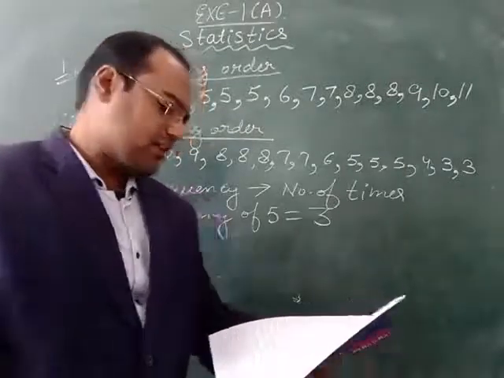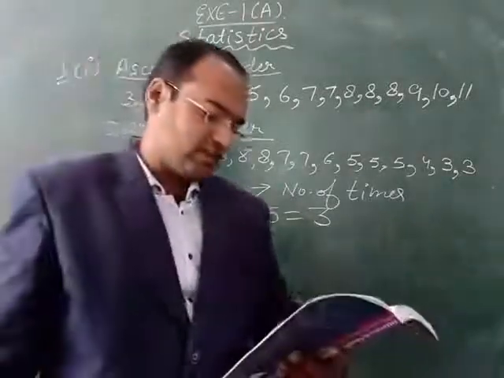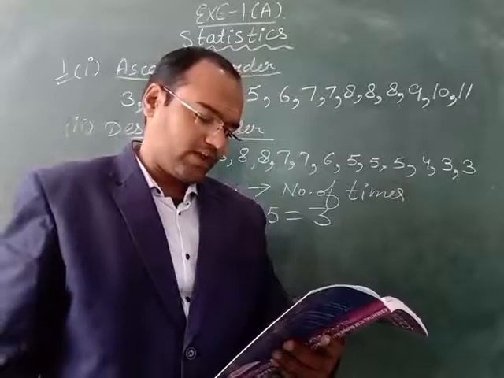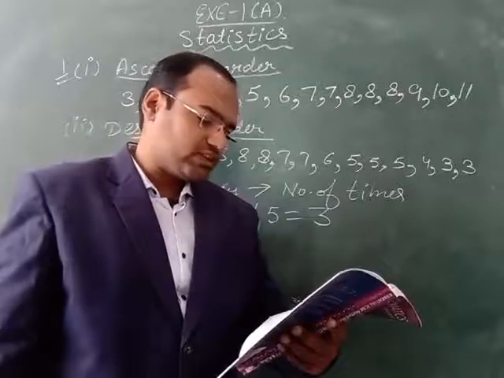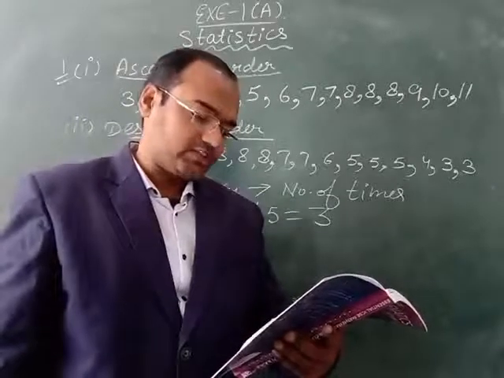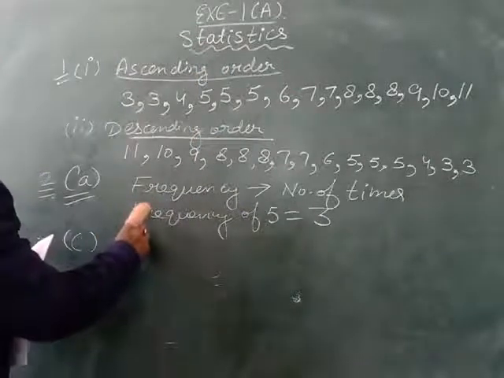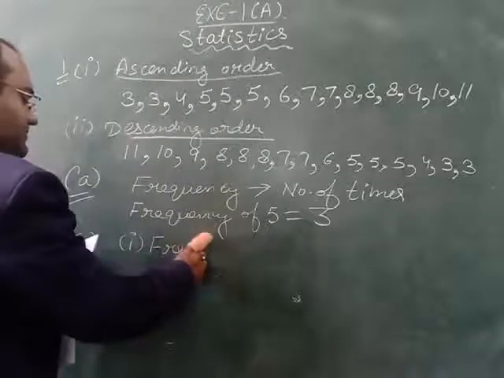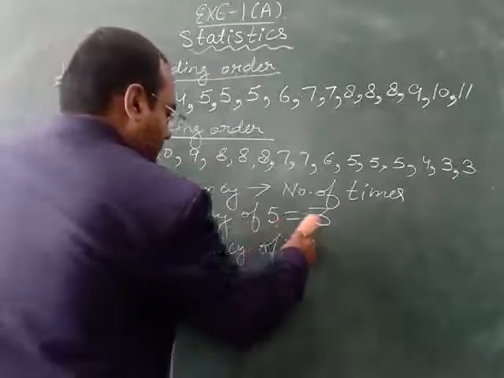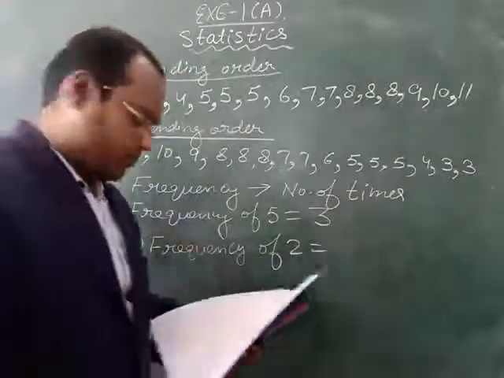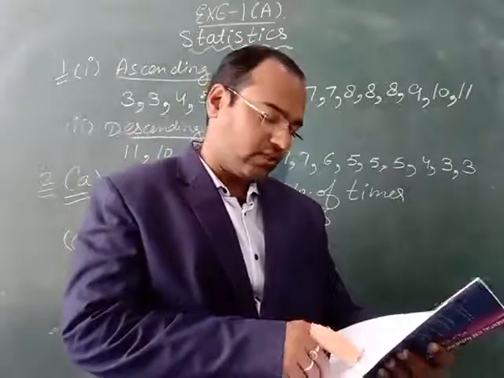Now part C. The value of pi is given: 3.141592. A very lengthy number is given. Write the frequency of the digits. In the first part we have to write the frequency of 2. So what will we do? In order to write the frequency of 2, we have to count how many times this 2 is coming here in this value of pi.